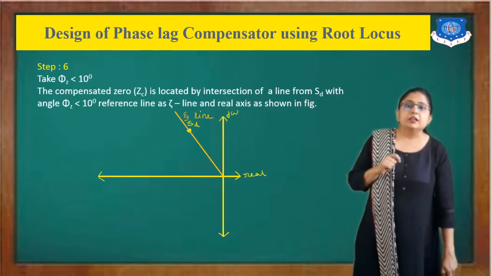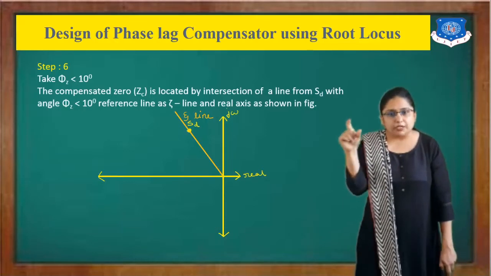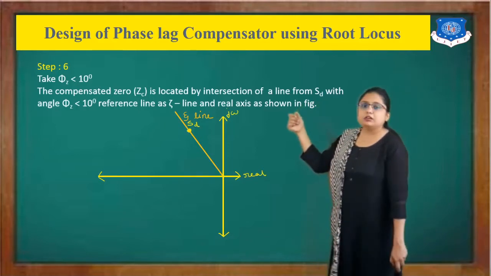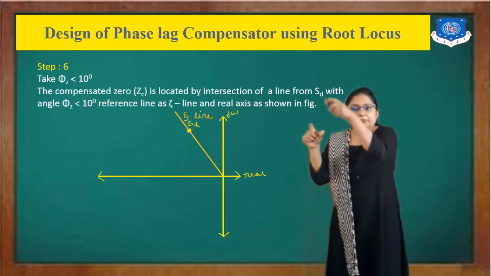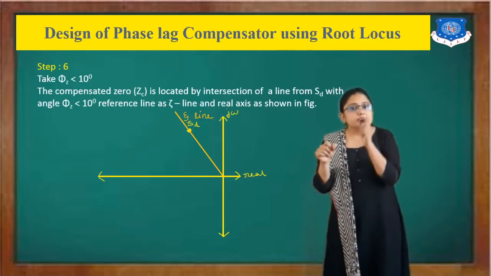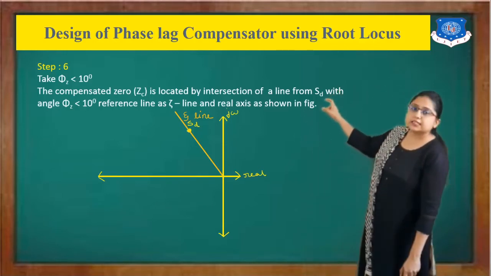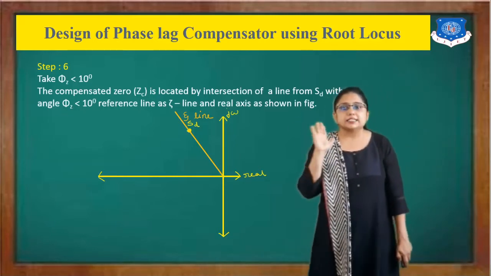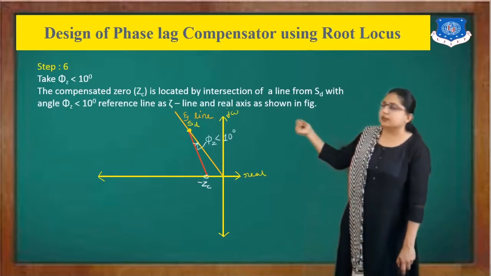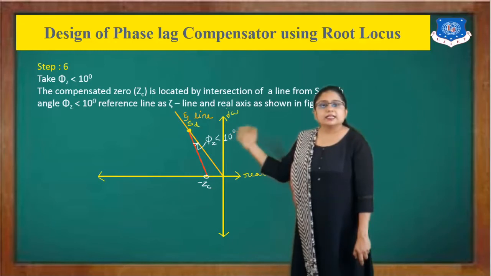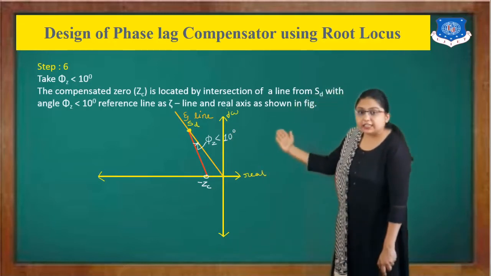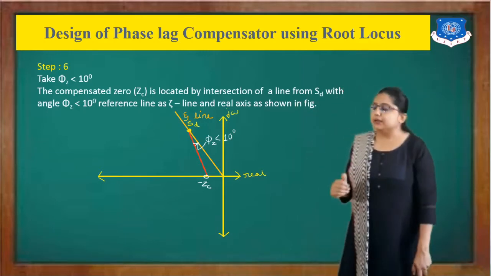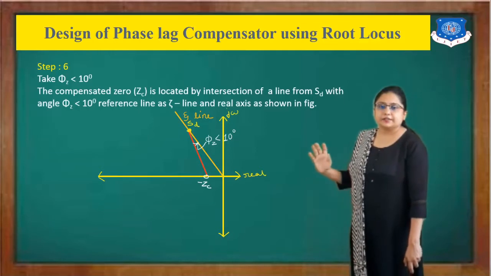the zeta line. Now what you have to do? You have to put your protractor on the zeta line. And the center of the protractor is SD, and the baseline is the zeta line. Again I am repeating, the center is SD. Now you have to draw a line at angle phi z that is less than 10 degrees, like this. This angle is less than 10 degrees. And you just extend that line. Wherever it intersects the real axis, that point is known as ZC.